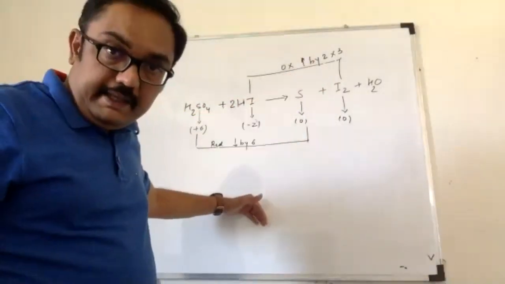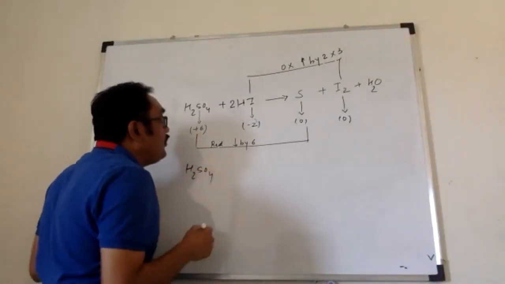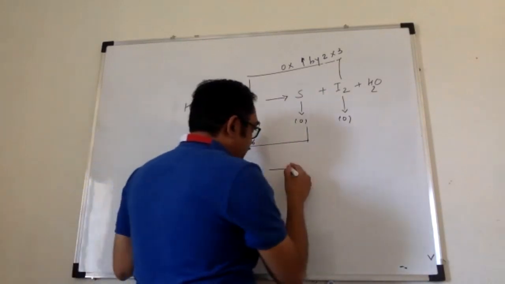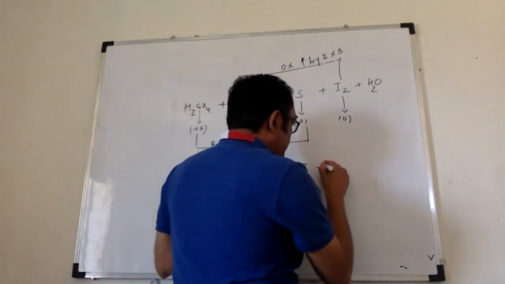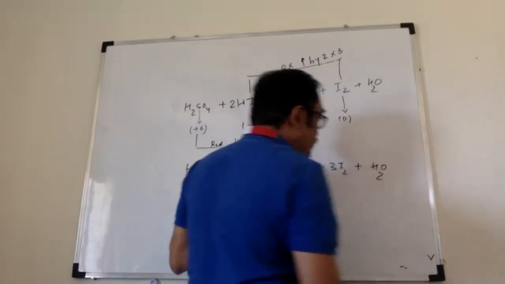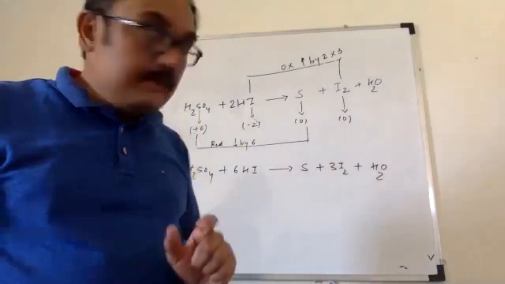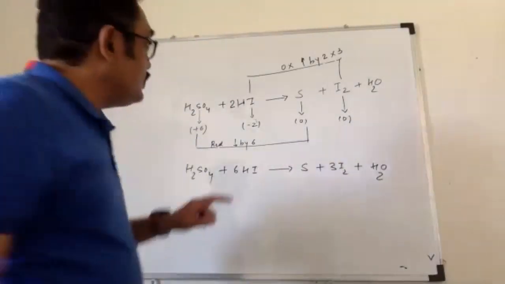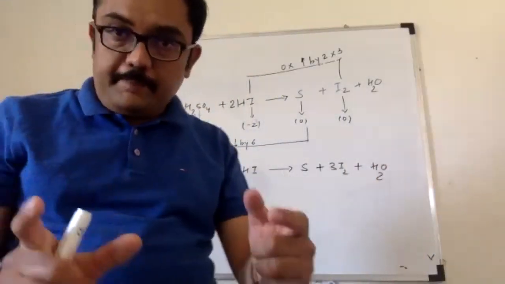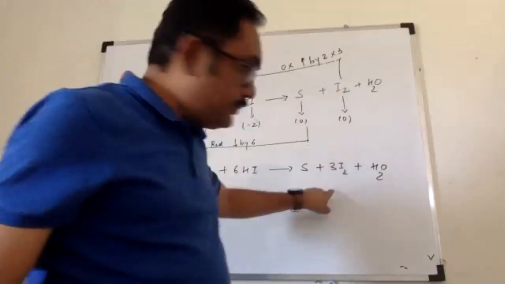So I'm writing it again. This will become H2SO4 plus 6HI gives sulfur plus 3I2 plus H2O. I have multiplied the oxidation half by 3. Our oxidation half was from HI to I2. So that part I have multiplied by 3. So this will become 6 and this will become 3.